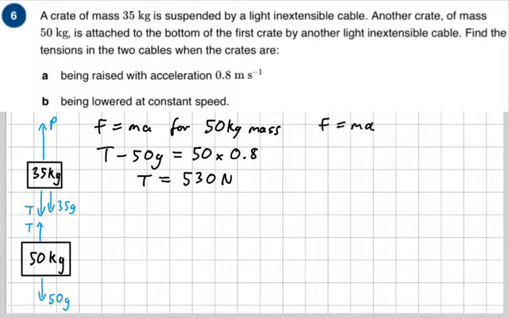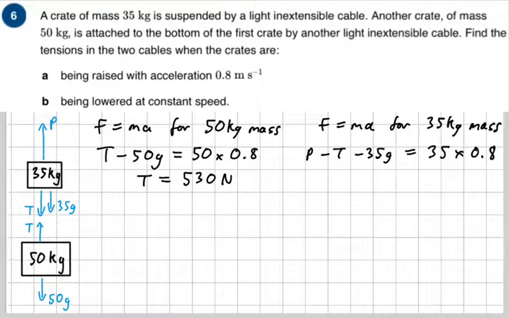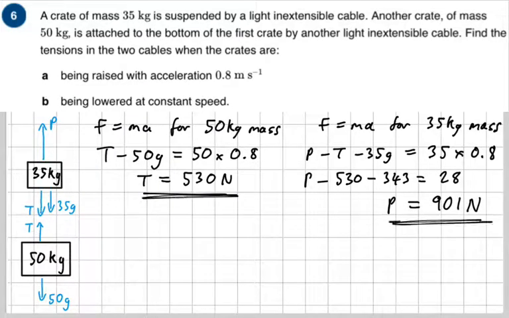And then let's do an F equals ma again for the 35 kilogram mass. This time we have P pulling up and these two forces here, T and 35g, pulling down. So positive P and negative for the other two equals 35 times a. And substituting for the T, it's the same T, remember it was equal and opposite here, so it's the same value of T. We can substitute this straight in here. 35g is 343 and 35 times 0.8 is 28, and that gives us P is 901 newtons. And we're done with part A.